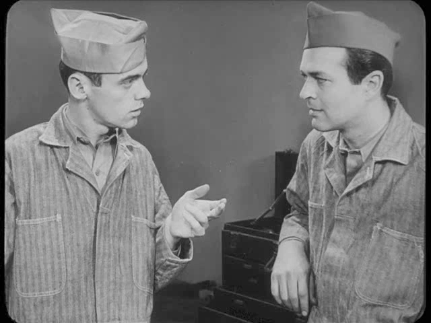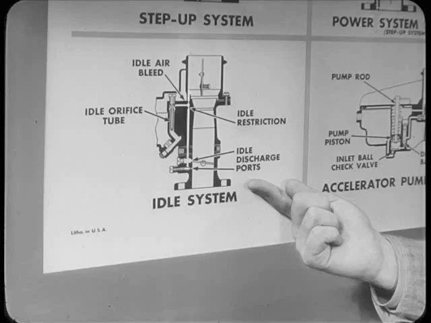Well, now I understand the main metering system, which works from about 25 to 70, and the step-up system, which supplies a richer mixture for certain conditions. But what about idle or slow speed? That's a good question, Duke. When the throttle valve is almost completely closed, as it is when idling, air speed past the main nozzle isn't fast enough to draw fuel out.